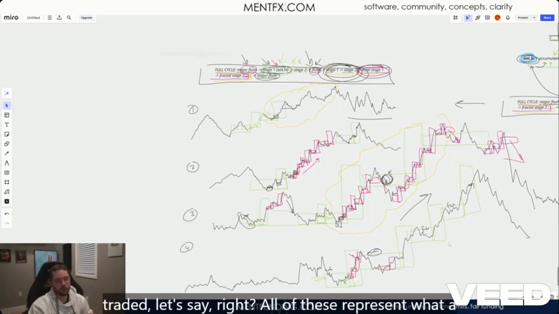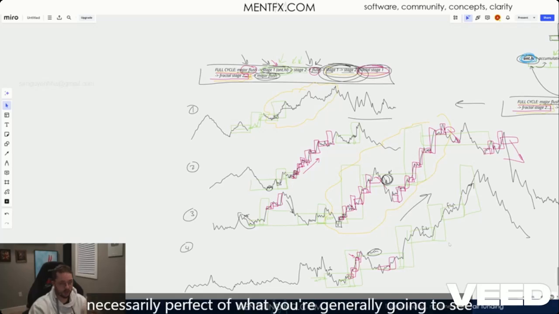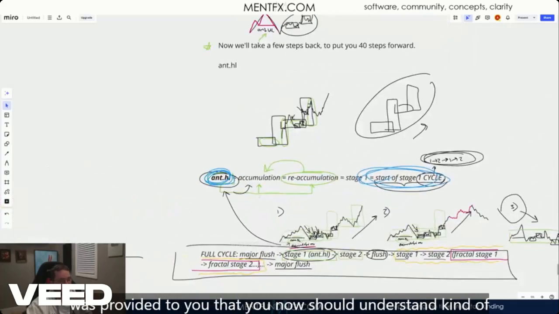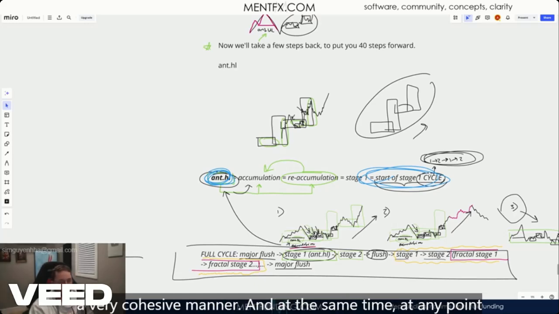All of these represent what a cycle in a delivering market is oftentimes going to look like. All of these are representations, not necessarily perfect, of what you're generally going to see out of a move if you're going to be able to get positioned. And all of them still carry the exact same concepts you've learned so far from the portal section, which is that, as per the specific rule that was provided to you, which you now should understand clearly, these moments in time are all working synonymously. They're working together in a very cohesive manner.